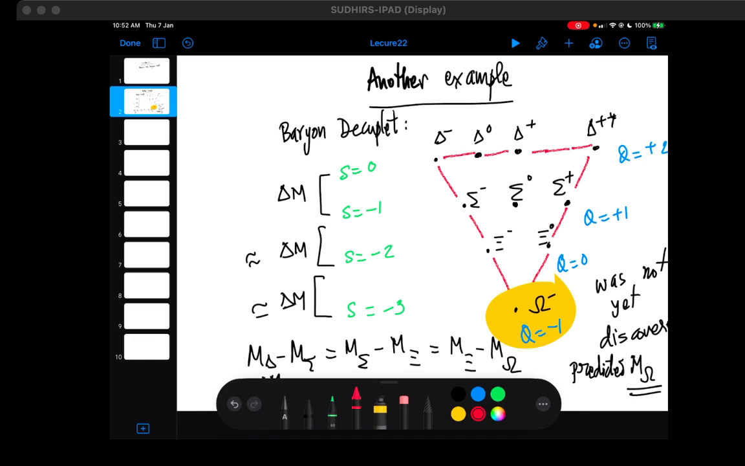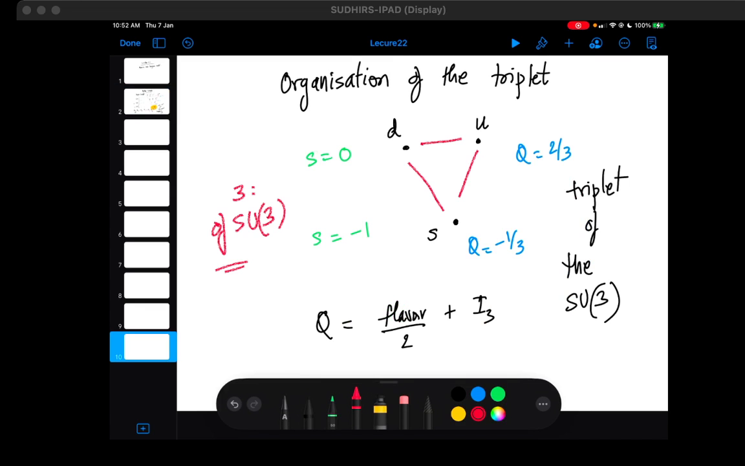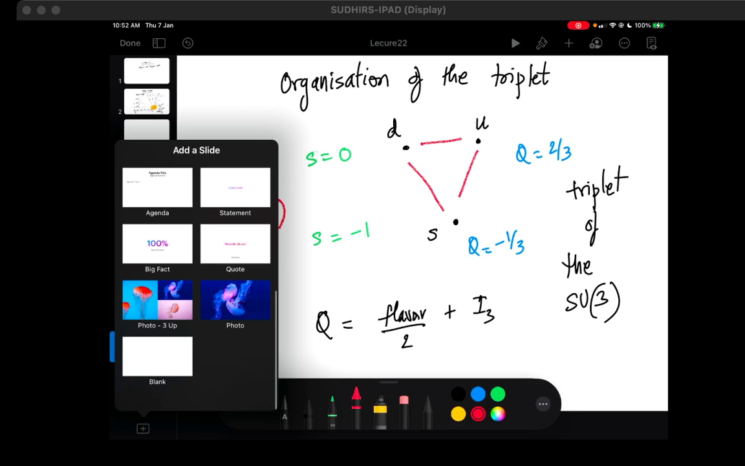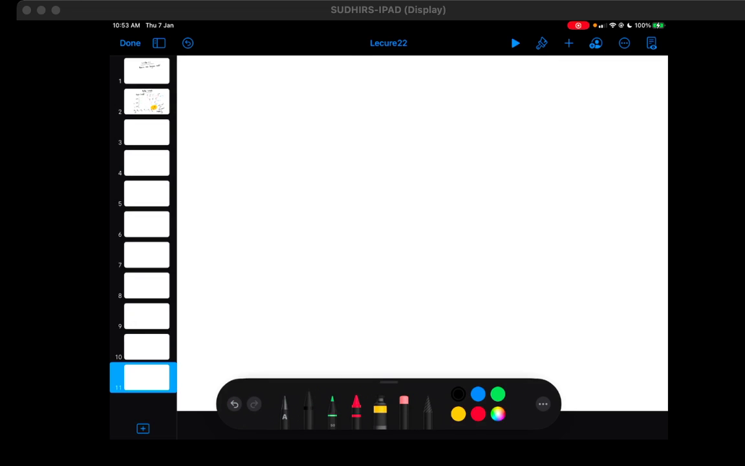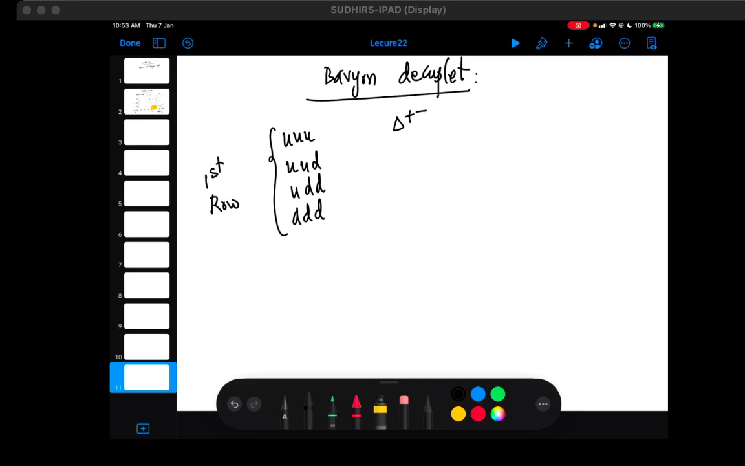So with this organization, you already know what the first row would be, and you also know what the second row is. So just for the baryon decouplet, let me write down what we had discussed so far. The baryon decouplet would be UUU, UUD, UDD, DDD. This is the first row. So this is delta plus plus, this would be delta plus, this would be delta 0, and this would be delta minus. Notice that three D quarks means electric charge minus 1, and three U quarks means electric charge plus 2, which is called double plus actually.